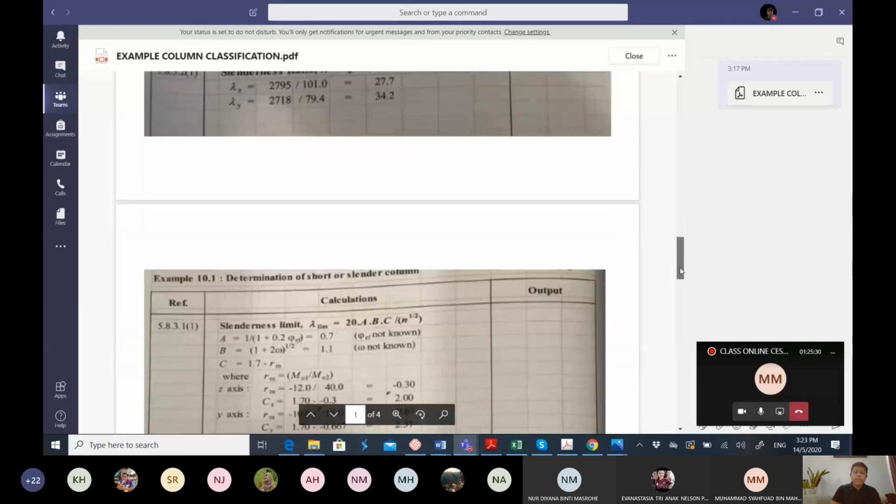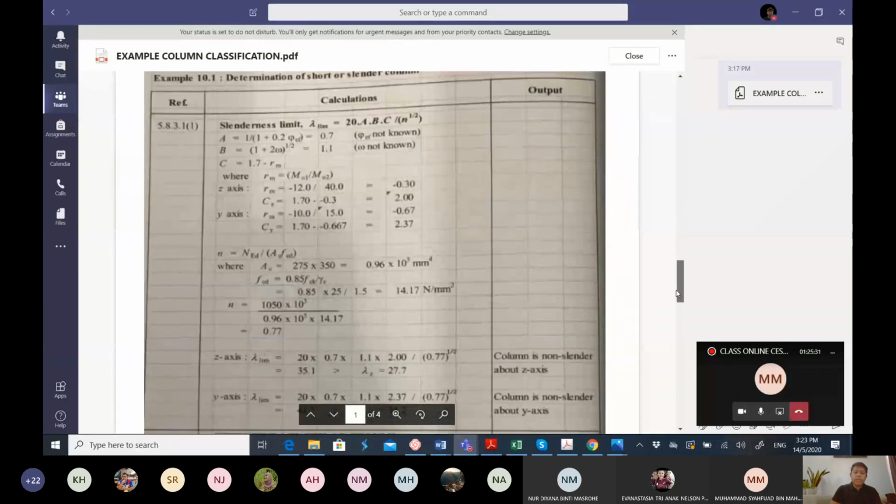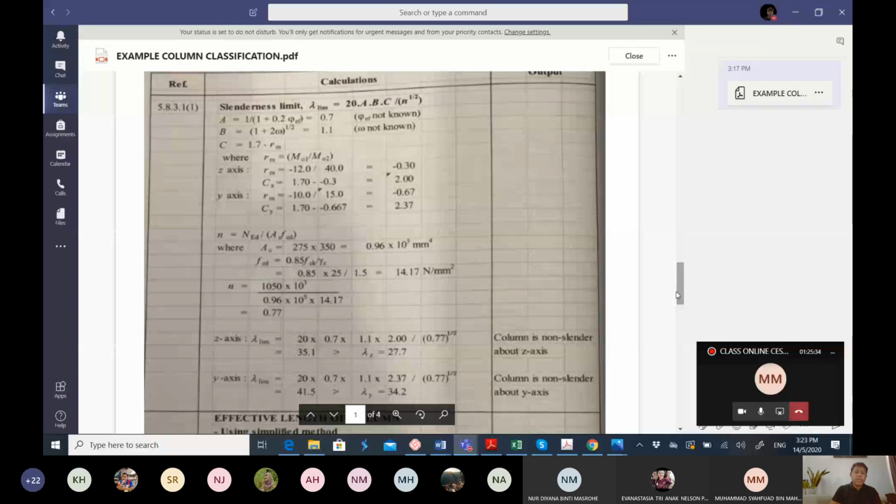And then last but not least, you have to calculate the slenderness limit for both axes. So the formula is 20 times A times B times C over square root of n. As I said, A is equal to 0.7, B equal to 1.1, C is equal to 1.7 minus rm, because this is biaxial bending. Therefore, you have to calculate rm for both axes. You will have Cz and also Cy here.